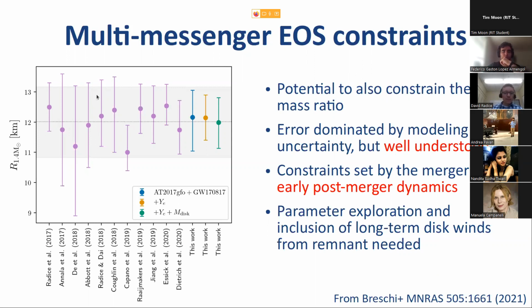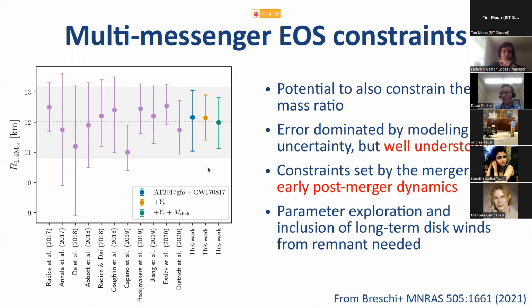I want to emphasize that although these are all independent analyses, several of these groups actually use the same numerical relativity data, so our numerical relativity data, to derive their own constraints. So these are not really completely independent. So we have to be careful about this.